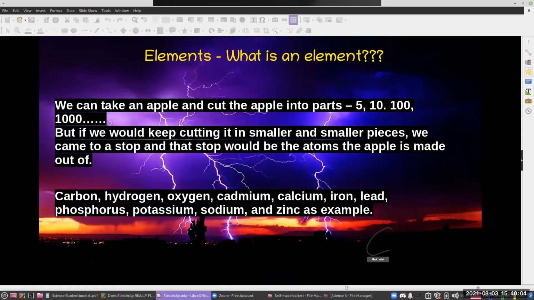What does it mean? We can take an apple as an example. We cut the apple into 5, 10, 100, 1,000 parts. We keep on cutting till we come to a point where we cannot cut anymore. Same as here: an apple is made out of carbon, hydrogen, oxygen, calcium, iron, lead. So many different atoms is an apple made out of. That means everything around us is made out of different atoms.